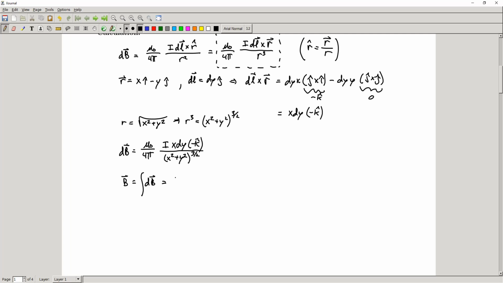We're going to end up with mu naught I. We have an x upstairs that I can pull out. We have a 4 pi in the basement, and we still have this negative k hat that can be pulled out also. Then we have the integral that we need to look at. We're going to be integrating from negative a to a, and it's going to be dy over x squared plus y squared to the 3 over 2.